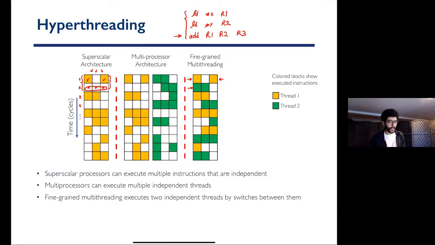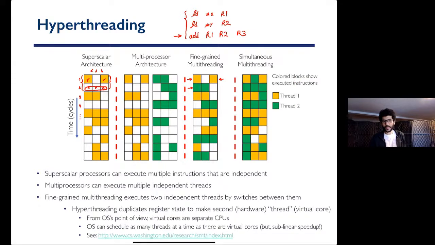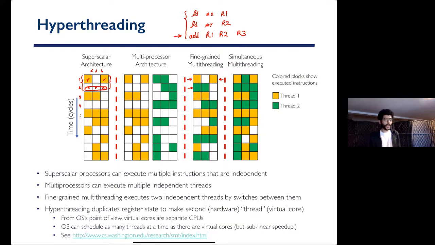So what should I do? This is where HyperThreading comes to the rescue. HyperThreading says, instead of switching between threads at every cycle, at each cycle, you should be able to execute instructions from 2 threads or 3 threads or 4 threads.